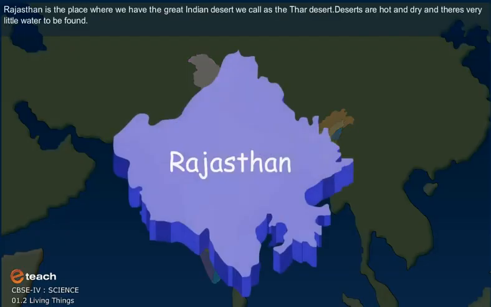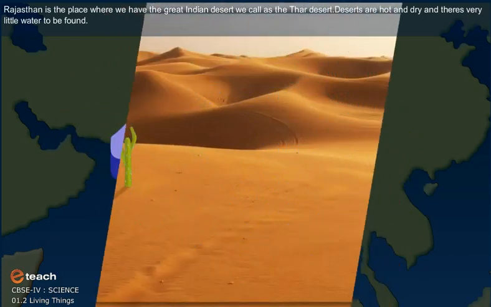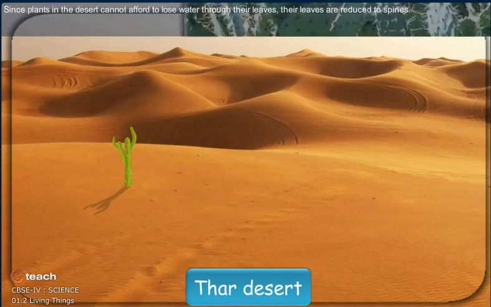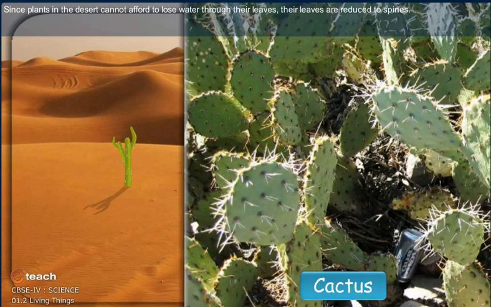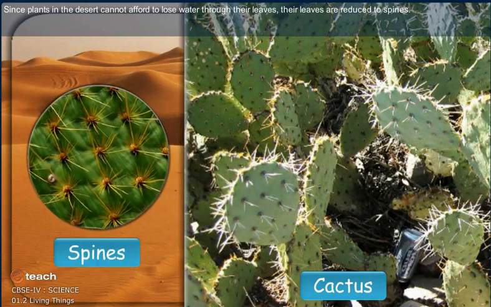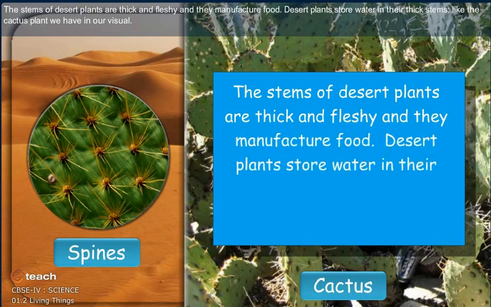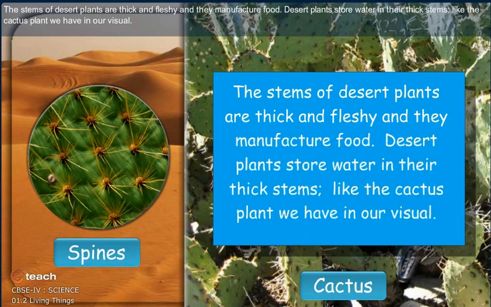Rajasthan is the place where we have the great Indian desert we call the Thar Desert. Deserts are hot and dry, and there's very little water to be found. Since plants in the desert cannot afford to lose water through their leaves, the leaves are reduced to spines. The stems of desert plants are thick and fleshy, and they manufacture food. Desert plants store water in their thick stems, like the cactus plant we have in our visual.